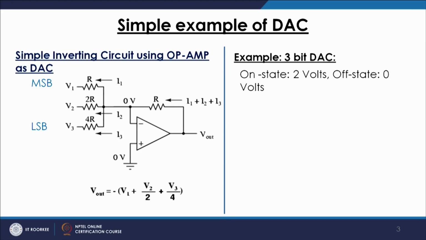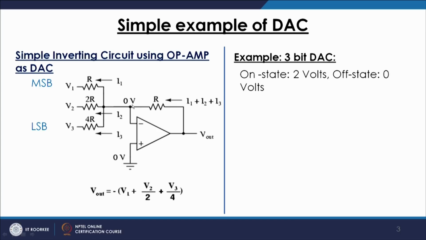This is a simple example of a digital to analog converter. This example shows a simple inverting circuit using an op amp as a digital to analog converter. So, what is the fundamental of this operation? If we look here, this operational amplifier has a V out and it is attached in inverting mode. Now, that inverting voltage is given as 0 volt.